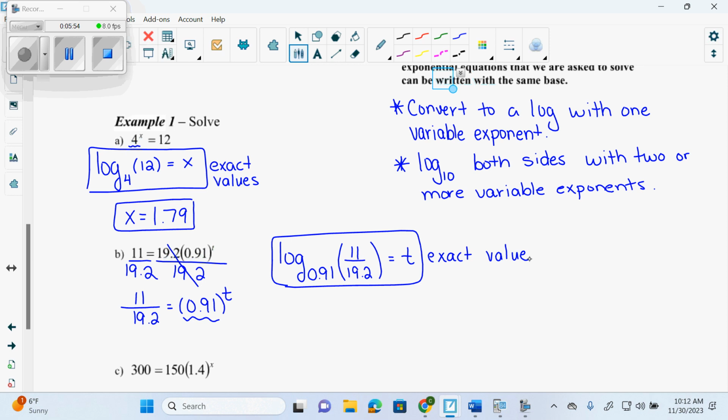So if it's 10th, that's 1 zero, 1 decimal place. 100th, 2 zeros, 2 decimal places. 1,000th, 3 zeros, 3 decimal places. Okay?